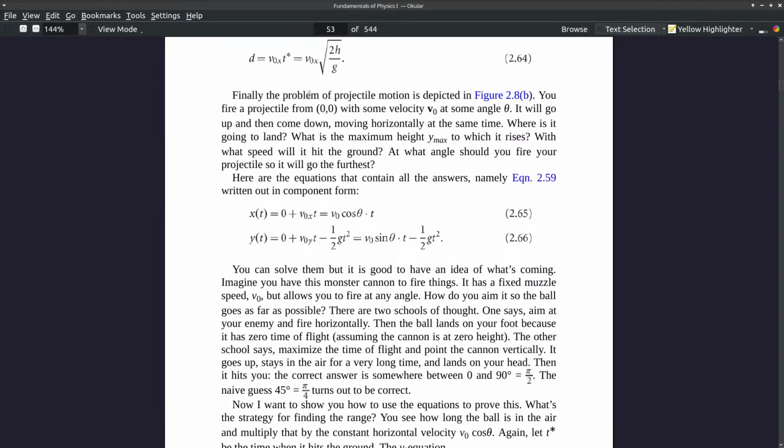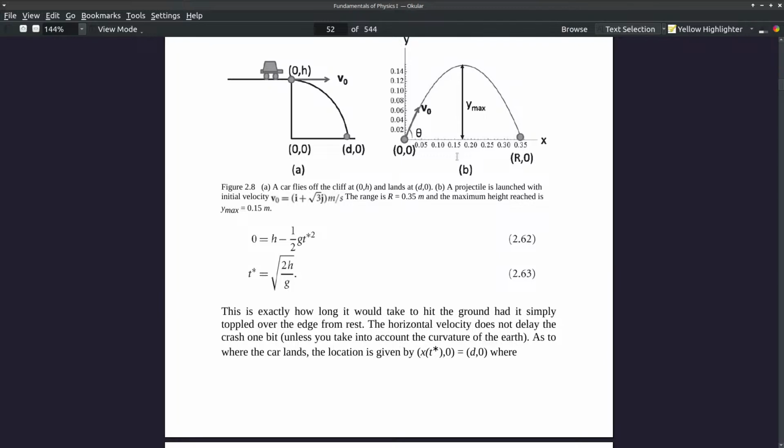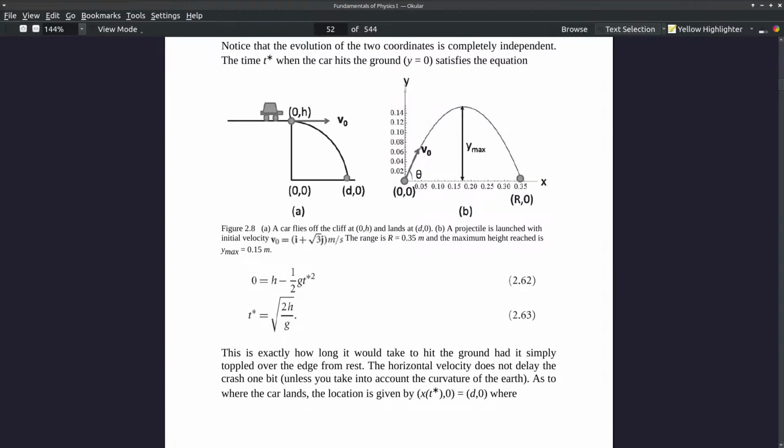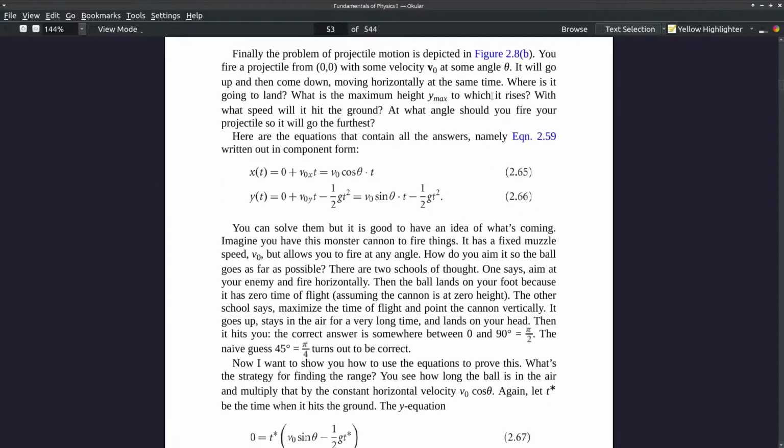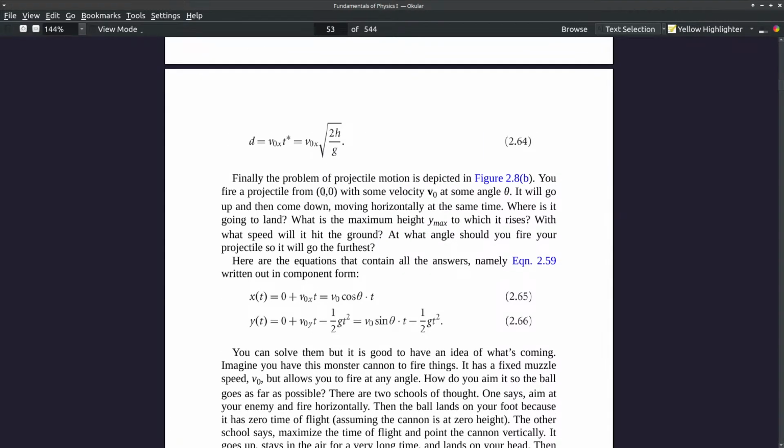Finally, the problem of projectile motion is depicted in figure 2.8 B. You fire the projectile from 0, 0 with some velocity v0 at some angle theta. It will go up and then come down, moving horizontally at the same time. Where is it going to land? What is the maximum height, y max, to which it rises?